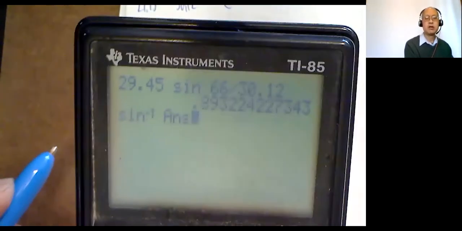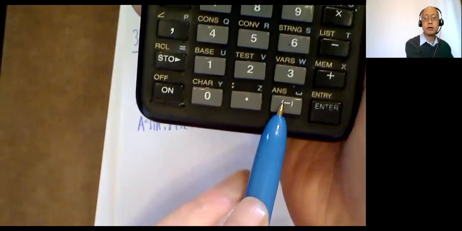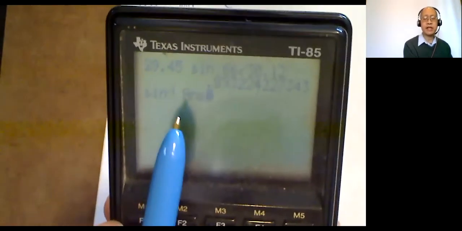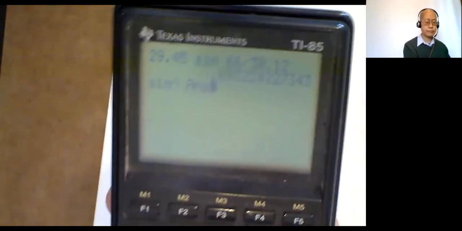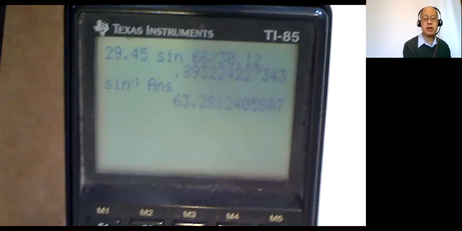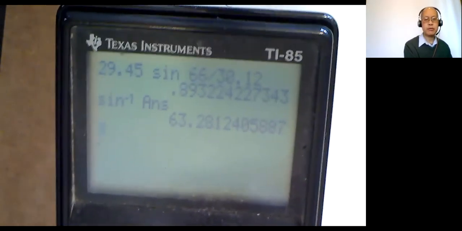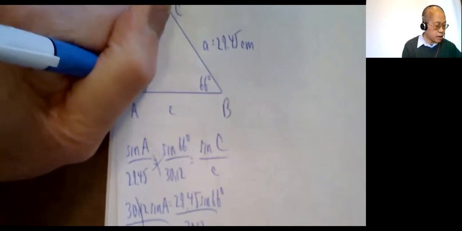Since I have an answer key, I don't have to type this all in all over again. I'll just do second function, inverse sine of the answer. So if your calculator has an answer button, you don't have to type this all out. Just do inverse sine of answer. That's the same thing as if I type 0.893224, and so on. 63.28, let me call it 63.3 degrees. I'm going to put 63.3 here.